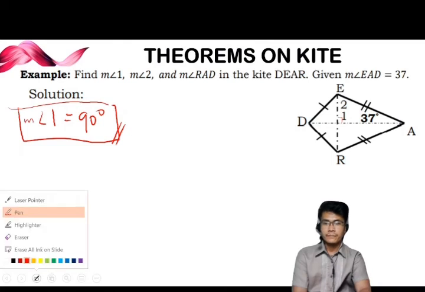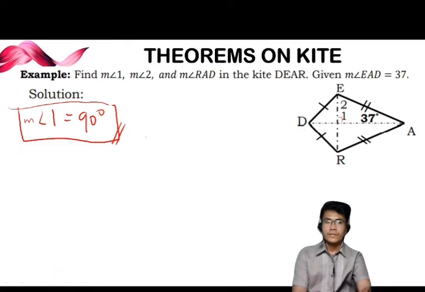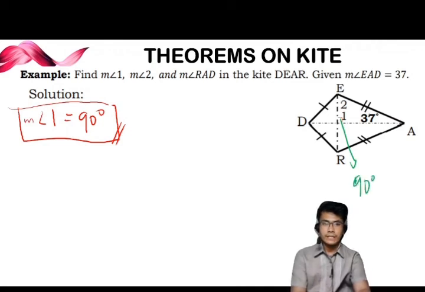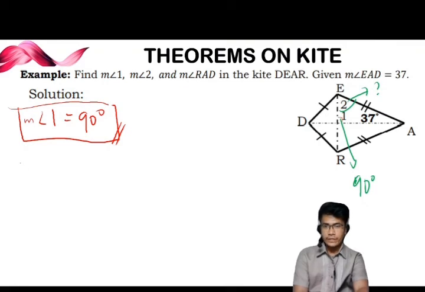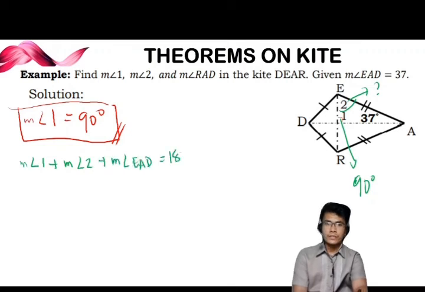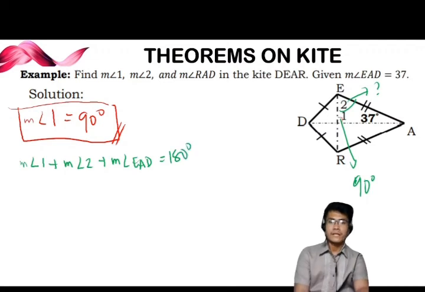Okay? Now, let's have the measure of angle 2. Since we already have the measure of angle 1, measure of angle 1 is 90 degrees, and we have here the 37 degrees. Kailangan na lang mahanap natin ay si angle 2. What's the measure of angle 2? And we also know that the sum of all the interior angles of a triangle is 180 degrees. Therefore, if we add the measure of angle 1 plus the measure of angle 2, plus the measure of angle EAD, the result is 180 degrees. Now, all we have to do is substitute the given measure and then the acquired measure. Ang measure of angle 1 natin is 90.